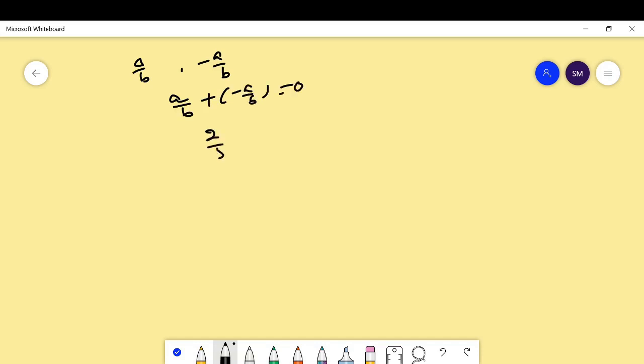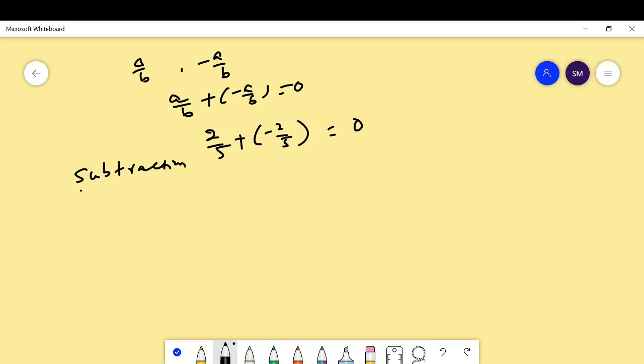Means if 2 by 5 is a rational number, then there must exist minus 2 by 5 is also a rational number such that this equals 0. This means there is existence of additive inverse in addition. Then think about subtraction.